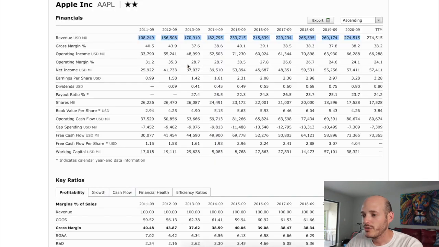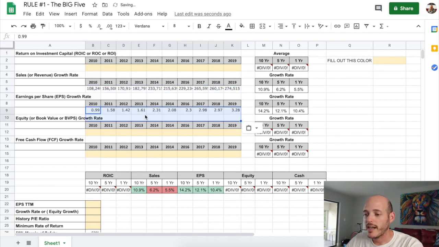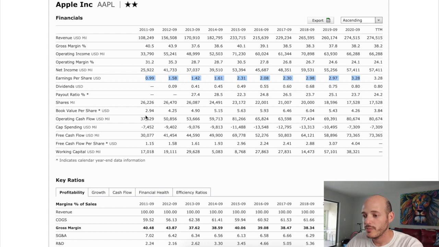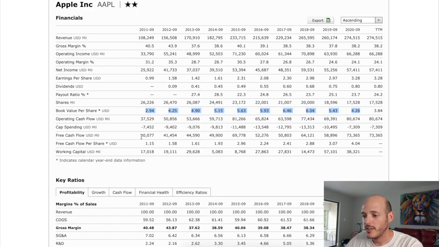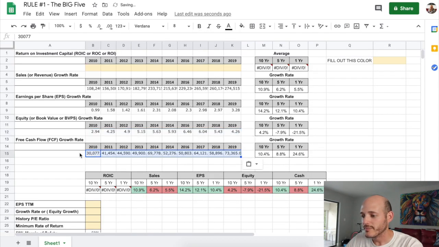And then what else do we need? We need earnings. Let's get the earnings, and then copy earnings into there as well, and then book value per share. I'm going to copy that as well. Let's go here, and now let's copy the free cash flow for Apple for the past 10 years. You can see here they've had a tremendous amount of free cash flow. So let's copy that as well.